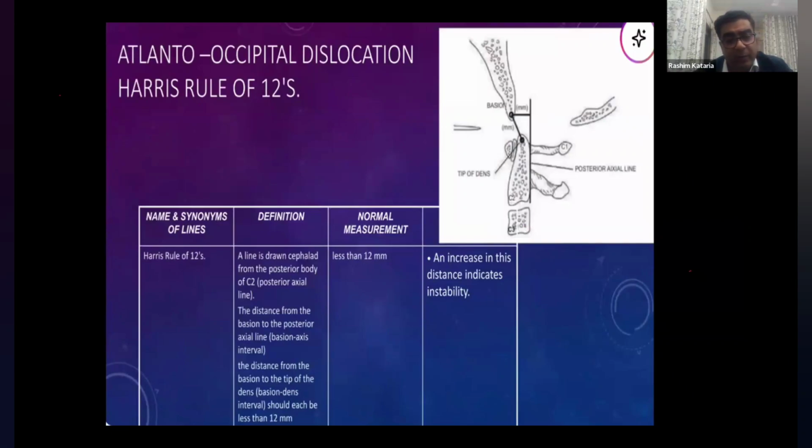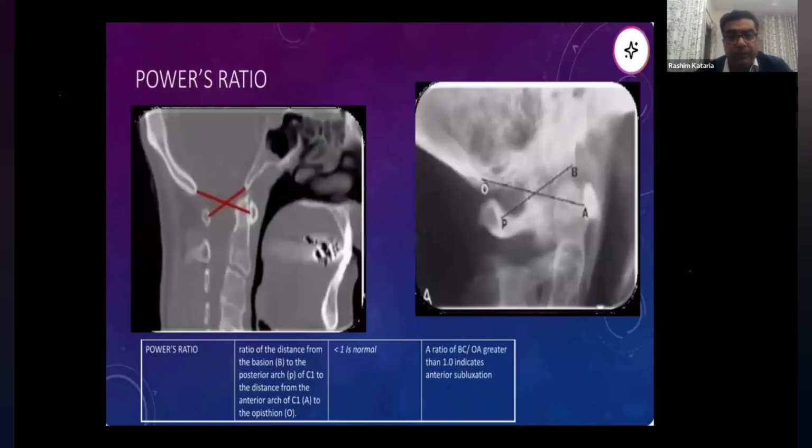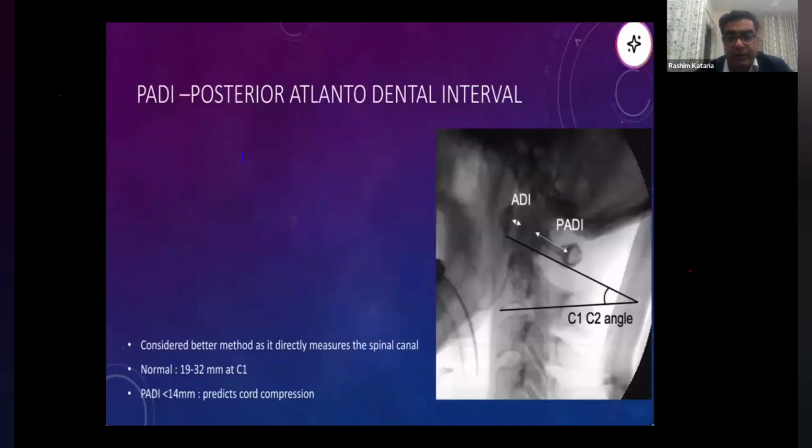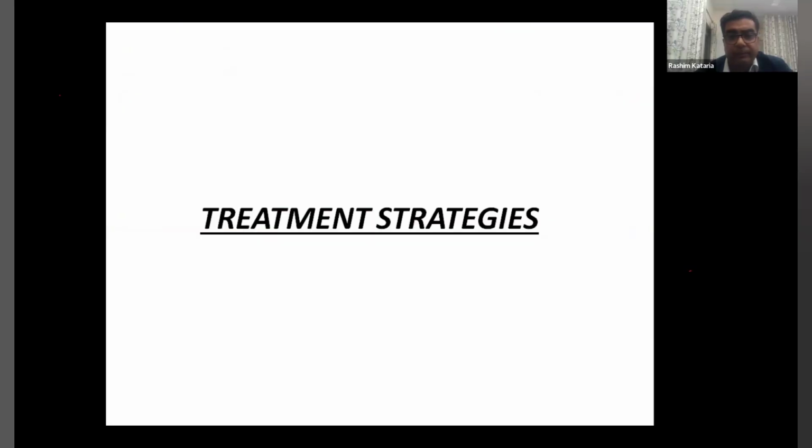Rule of Harris is very important in the diagnosis of atlanto-occipital dislocation, whether it is anterior, posterior, or type 2. Powers ratio is also helpful. I will skip them in the interest of time.